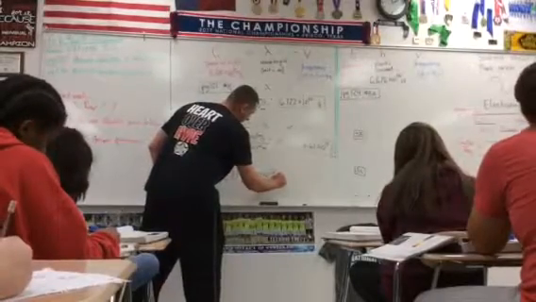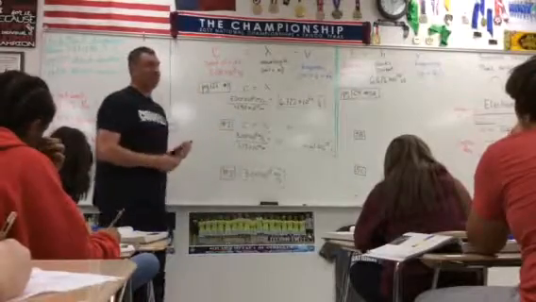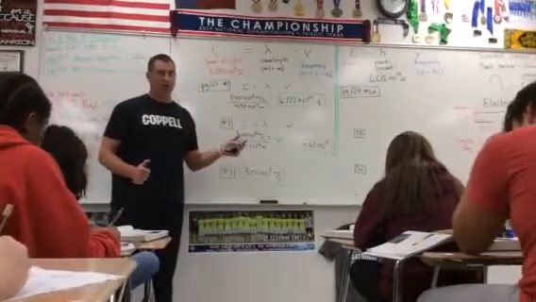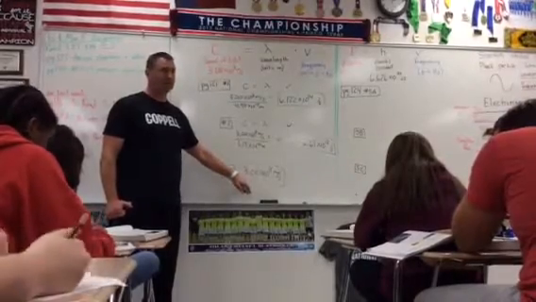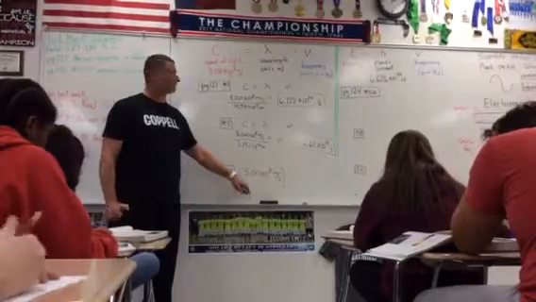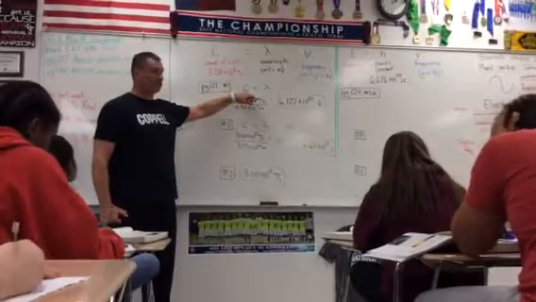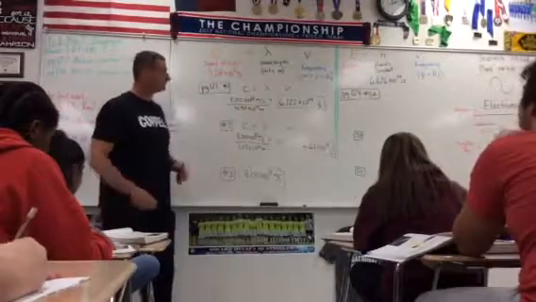3.0 times 10 to the 8 meters per second. So you're not actually doing a problem there. If it asks you the speed of a particle or a wave, that is the speed of light every time. Okay? So anytime it asks you for the speed, you know the speed. It's a constant. All right?